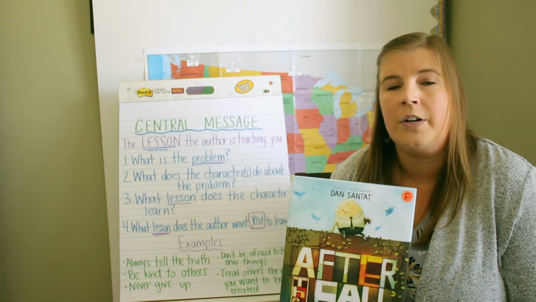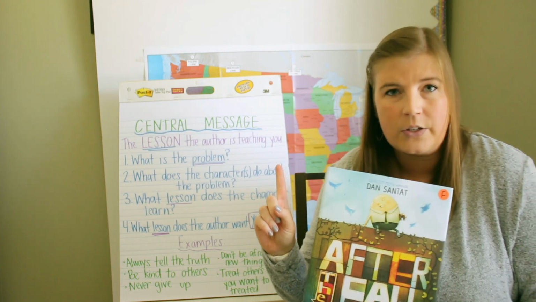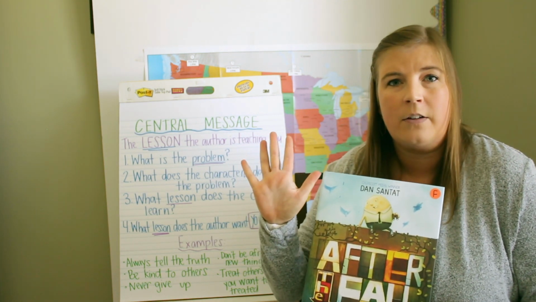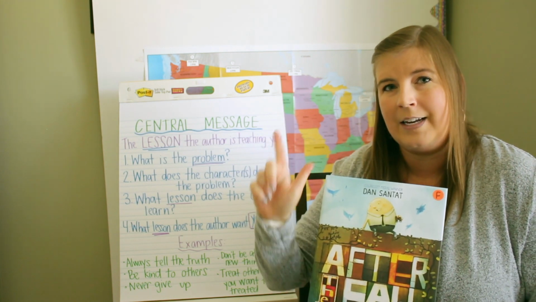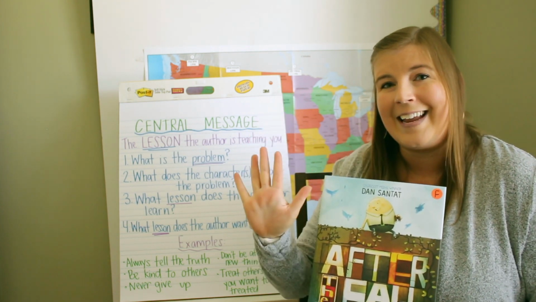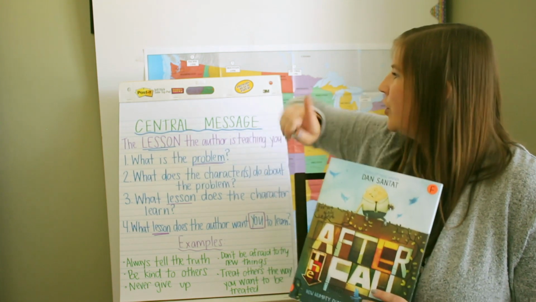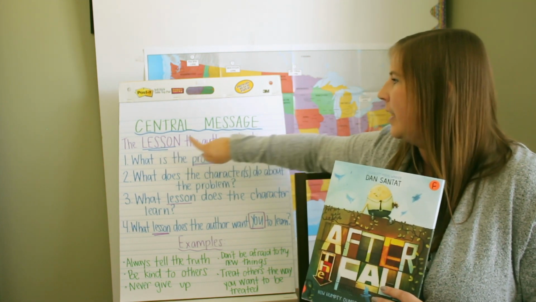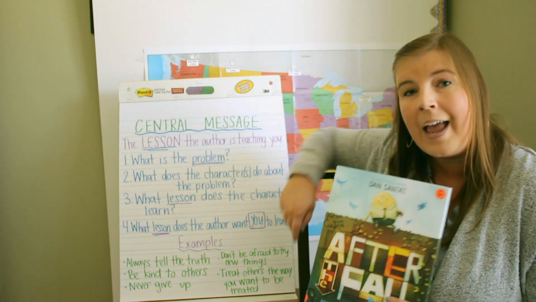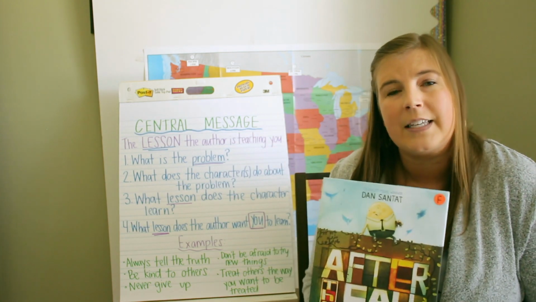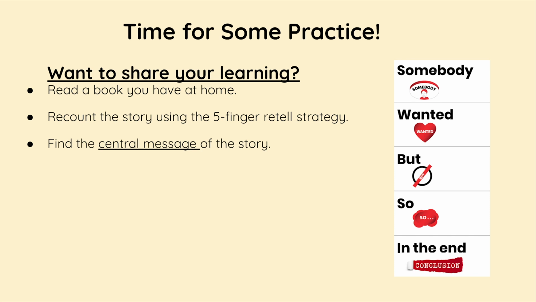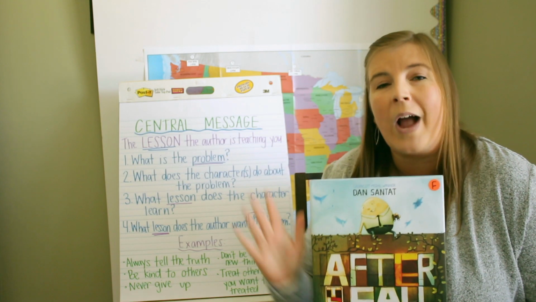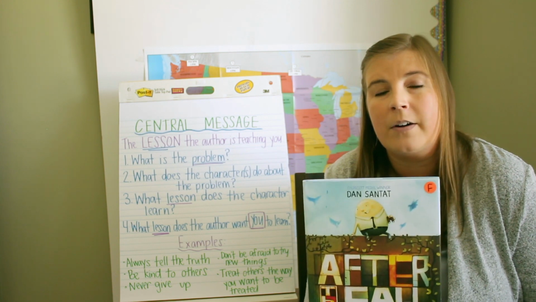So now that we have learned how to recount or retell a story using a 5-finger retell, somebody, wanted, but, so, in the end, and how to determine the central message. Again, the central message is the lesson that the author is teaching you. Now you can practice both of these skills. Using a book that you have at home, I challenge you to read the story and recount it using your 5-finger retell. You can also write down your 5-finger retell on some paper.